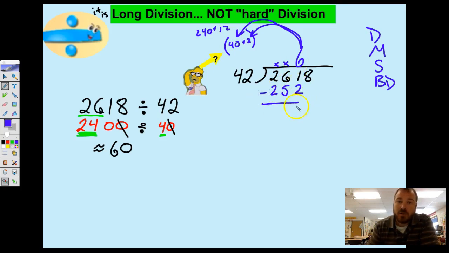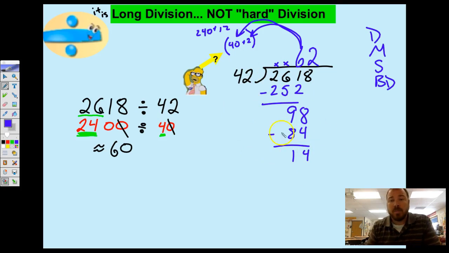Do our subtraction, we have 9 and an 8, and now we'll just go back to the top and divide again. Obviously 42 goes into 98 twice, because 2 times 42 is 84. When we do our subtraction here, we're going to have 14 left over. Okay, so we've been talking in class about how to represent our remainder as a fraction. It'd be 14 left out of 42.